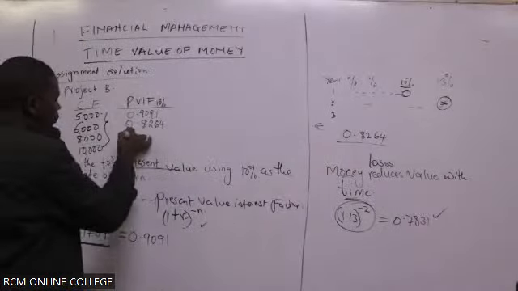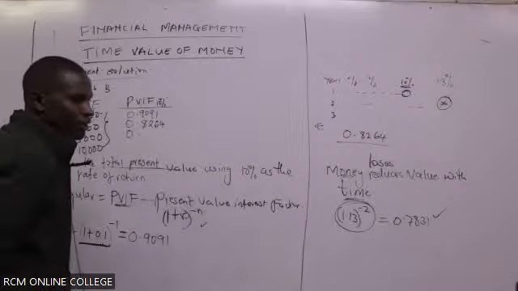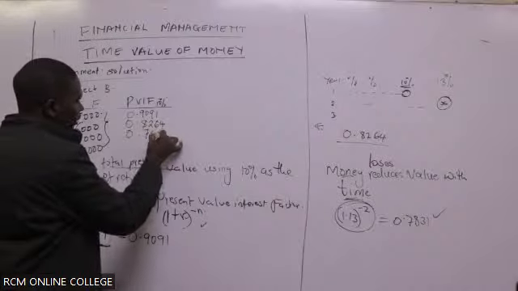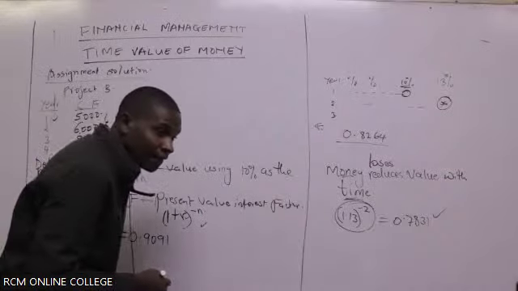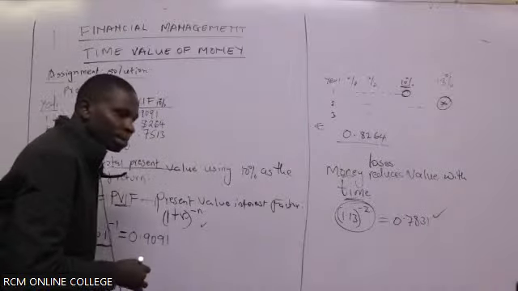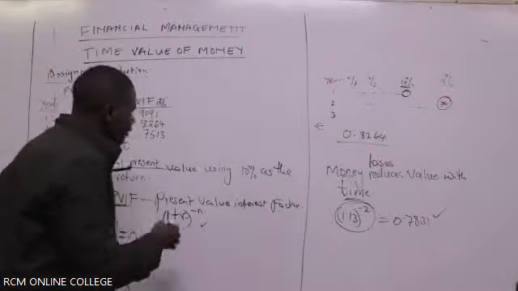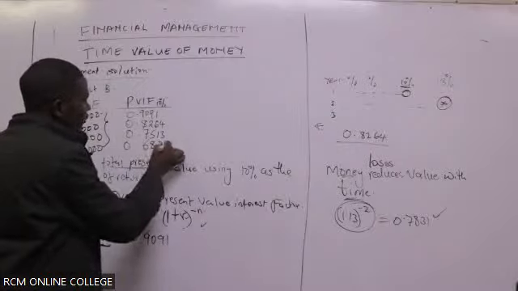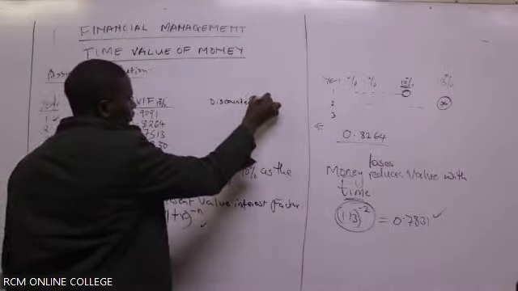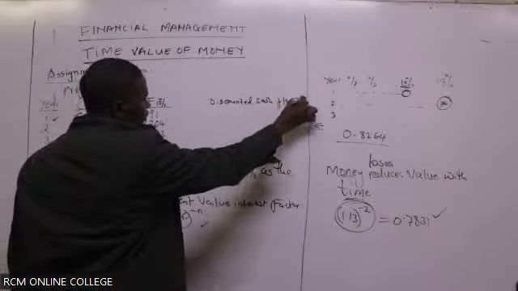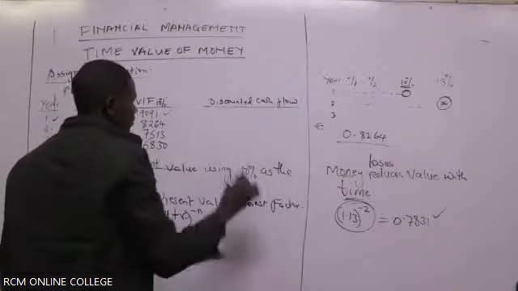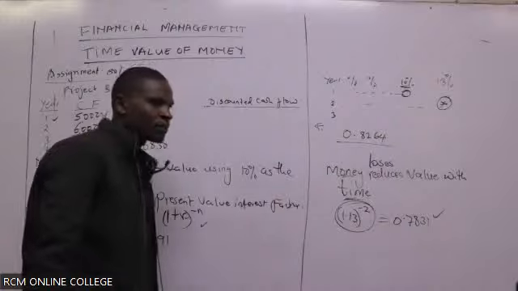Okay, how much will the next one be? 0.7513. Yeah, now we are doing well. Let's do it very fast. Next one, the last one. 0.6830. To get the discounted cash flow, you just take the cash flow times the PV. Cash flow times PV.